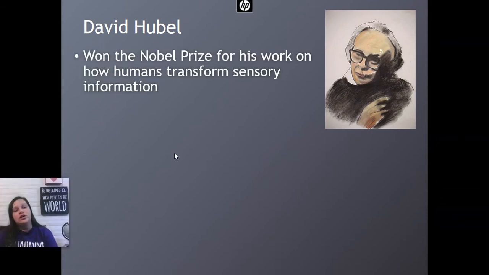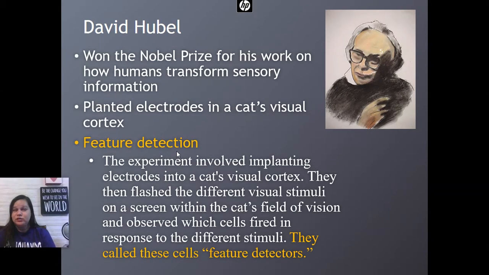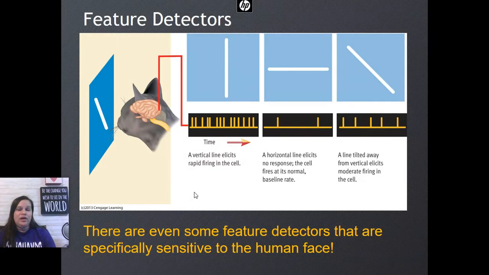Getting into some theories on how we actually see different types of images. David Hubel won the Nobel Prize for some experimentation with sensory information, and he identified feature detectors in the brain. He did this by planting electrodes in the visual cortexes of cats. Whenever the cats would look at different kinds of images, he would measure how much the neurons in different areas of the cortex would fire. He called those special cells that were firing in the visual cortex feature detectors.